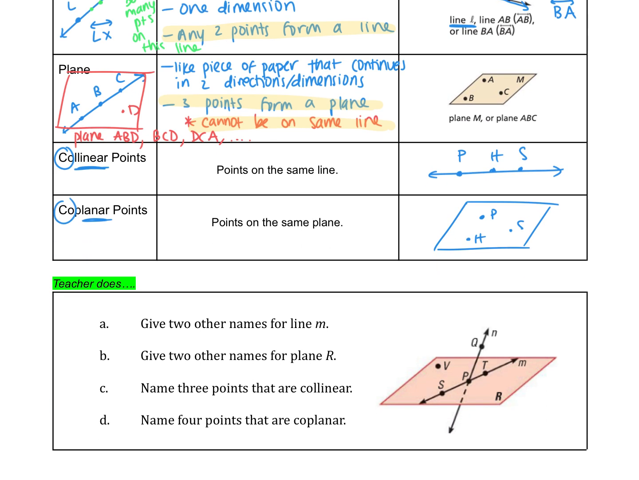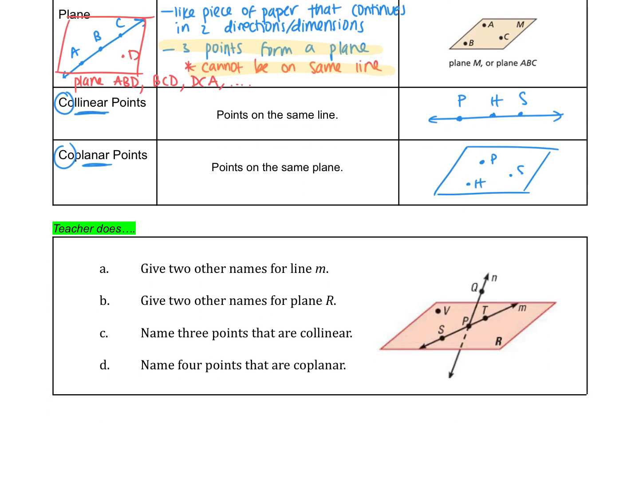Okay, so let's take a look at this first example then. We have this figure to the right that you see over here with a whole bunch of labels. Part A, give 2 other names for line M. Okay, so if we look for a little M, we see it here. That line M contains 3 different points. So that line contains points S, P, and T. Now, if we remember, though, a line needs 2 points only. So I'm not going to use all 3.